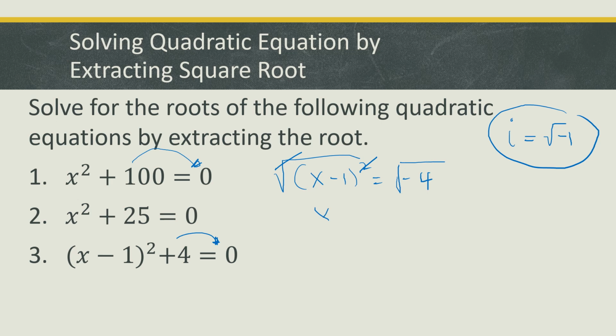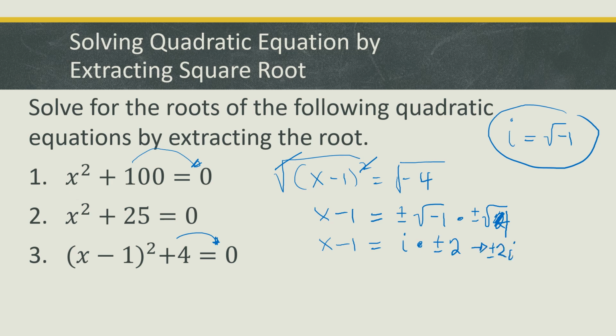Then we have now x minus 1 is equal to positive negative square root of negative 1 times positive negative square root of 4. Sorry. So we have now x minus 1 is equal to i multiplied by positive negative 2 as the square root of 4. So let us change this into 2i to be simplified.